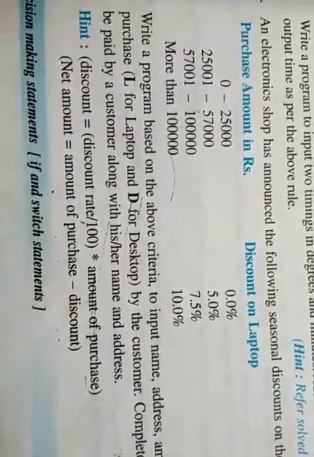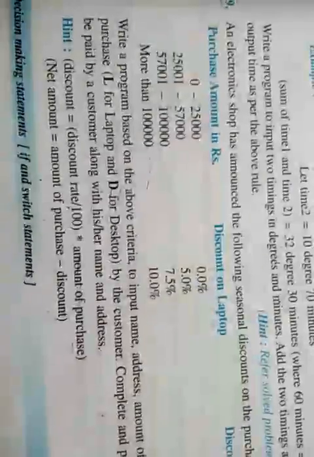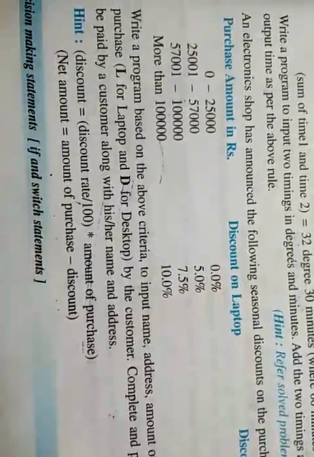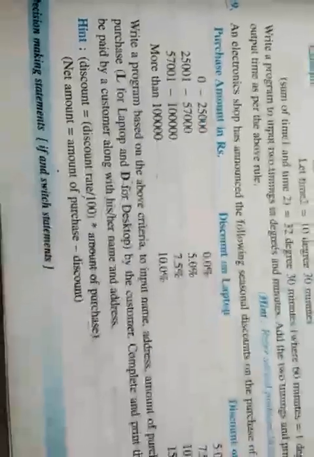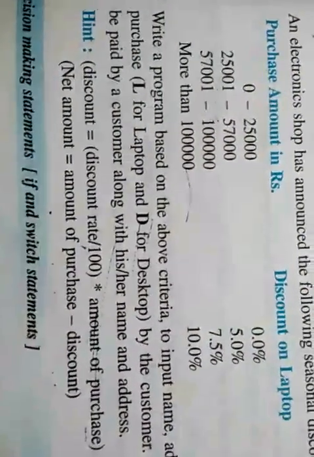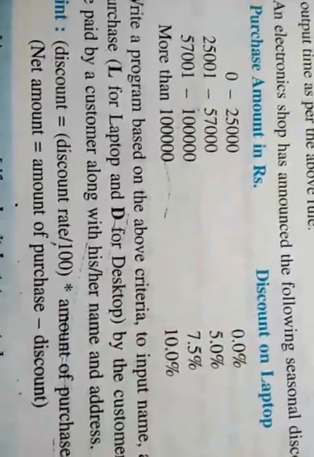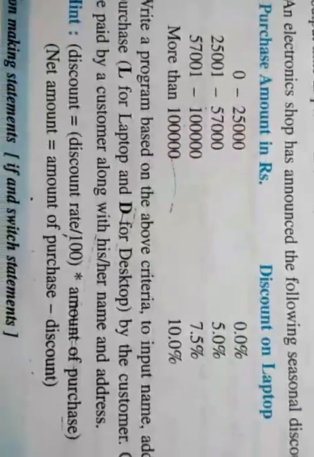Write a program on the above criteria to input name, address, amount of purchase and purchase type, L for laptop and D for desktop by the customer, and compute and print the net amount along with the amount to be paid by the customer with his name and address. And the formula is also given in this question.